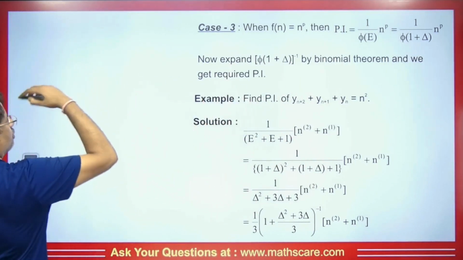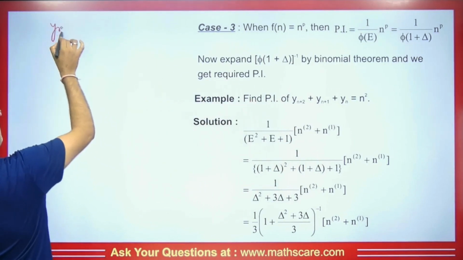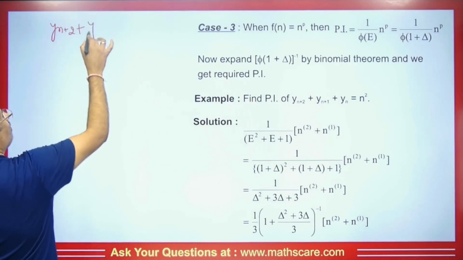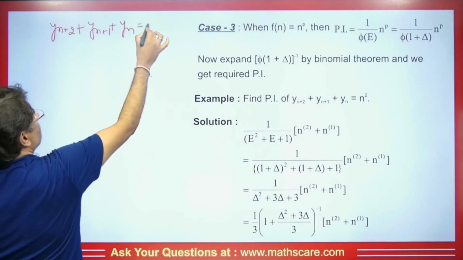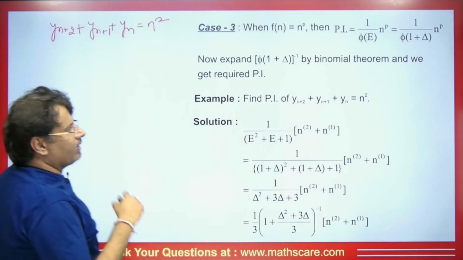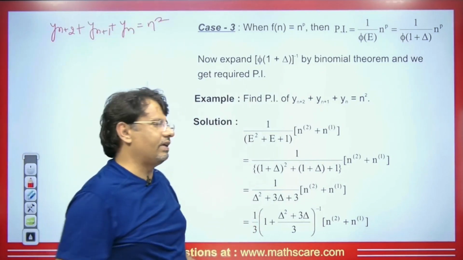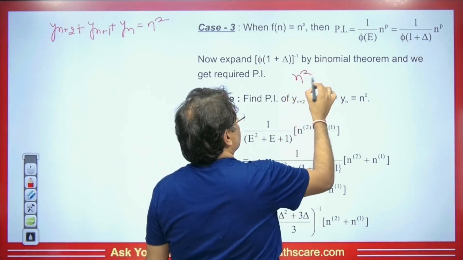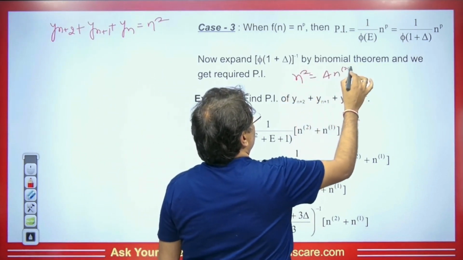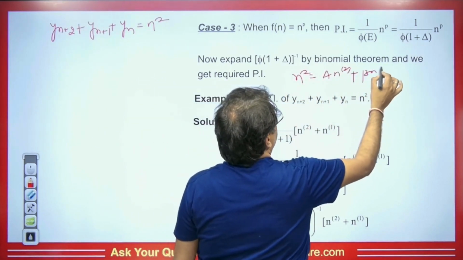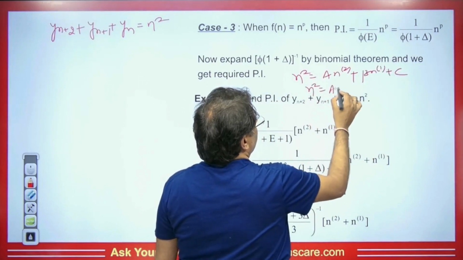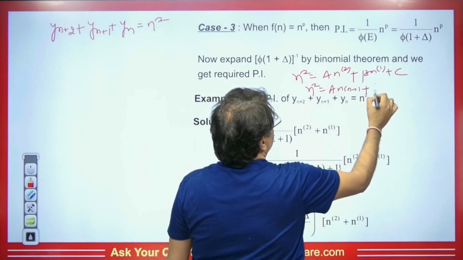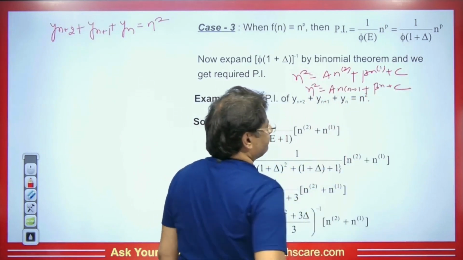We have this difference equation given here. The difference equation that we have is y(n+2) plus y(n+1) plus yn is equal to n square. So first of all, what we will do is convert this n square into factorial notation. How do we do this? This n square is equal to a n(2) plus b n(1) plus c. We will write it as n square is equal to a n into n minus 1 plus bn plus c.